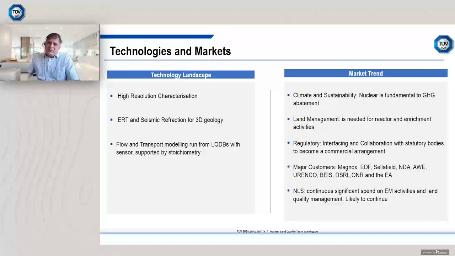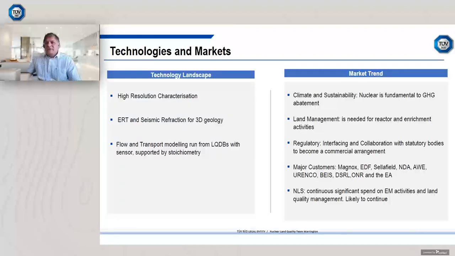I see nuclear as fundamental to greenhouse gas abatement, in terms of its relationship with meeting the challenges of climate change and sustainability. So it's got a great scope in environmental monitoring, in promoting the nuclear industry, and dispelling some of the myths that are out there as well.